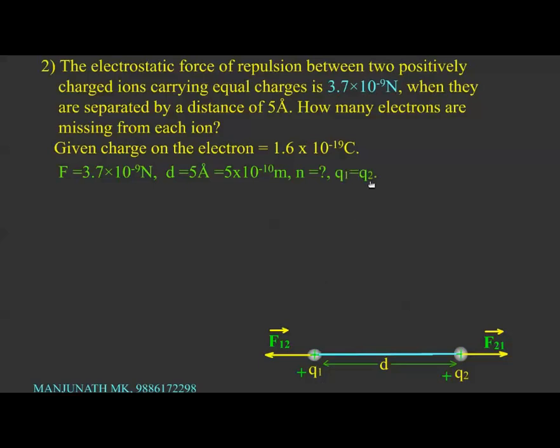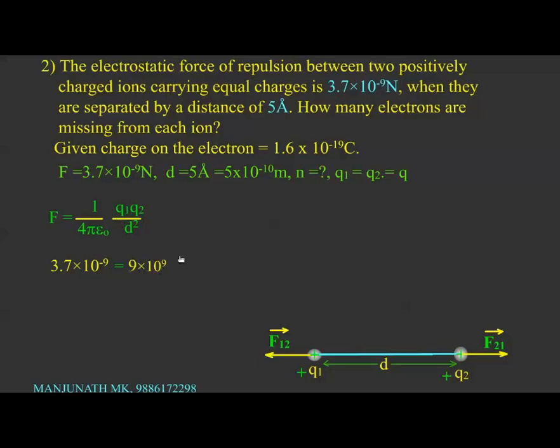And Q1 is equal to Q2. Let it be Q. And now the formula for force is F is equal to 1 over 4 pi epsilon naught Q1 Q2 by d square. This is according to Coulomb's inverse square law. Now we know the F value, this much. Therefore instead of F, 3.7 into 10 to the power of minus 9, and 1 over 4 pi epsilon naught is a constant which is equal to 9 into 10 to the power of 9.